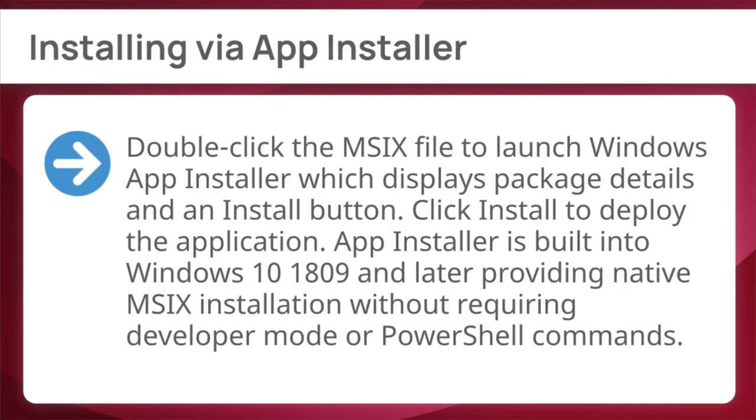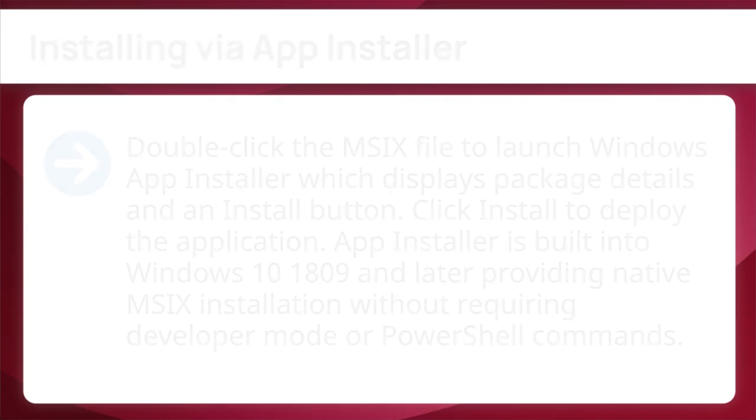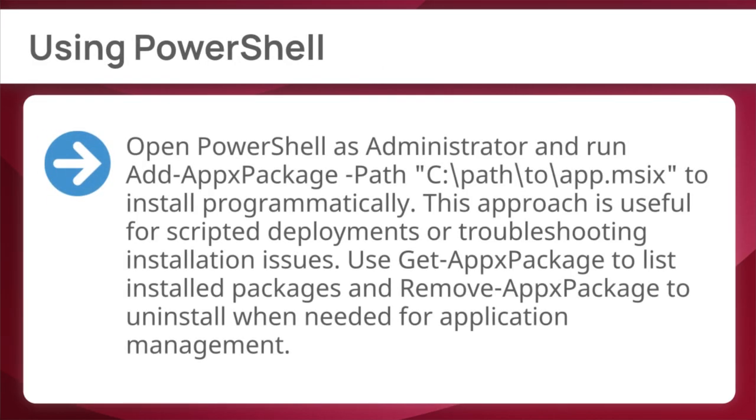App Installer is built into Windows 10 1809 and later, providing native MSIX installation without requiring developer mode or PowerShell commands. Next, using PowerShell, open PowerShell as administrator and run Add-AppxPackage -Path C:\path\to\app.msix to install programmatically. This approach is useful for scripted deployments or troubleshooting installation issues. Use Get-AppxPackage to list installed packages and Remove-AppxPackage to uninstall when needed for application management.